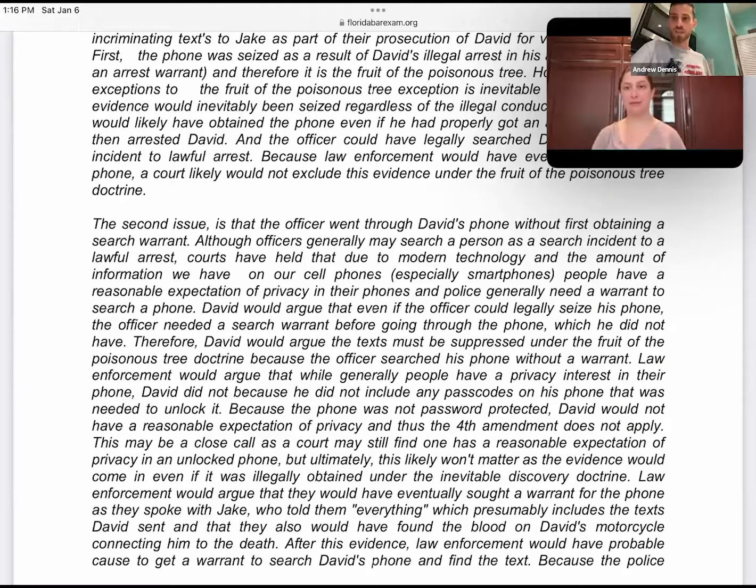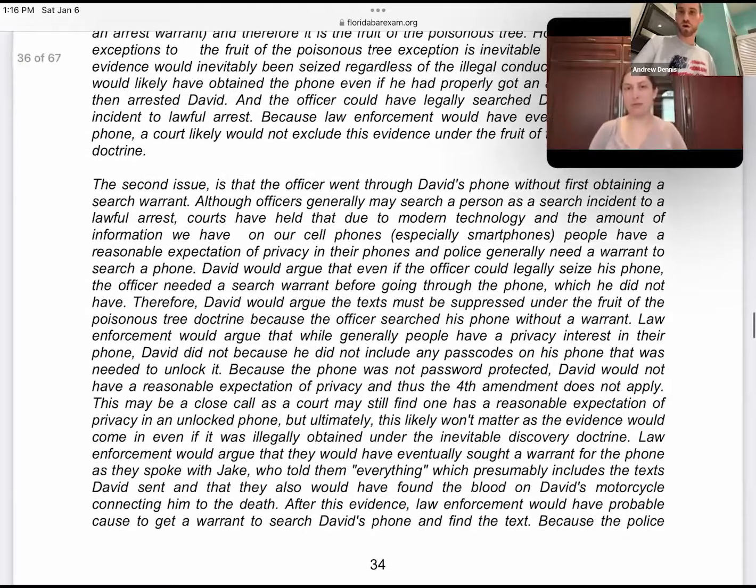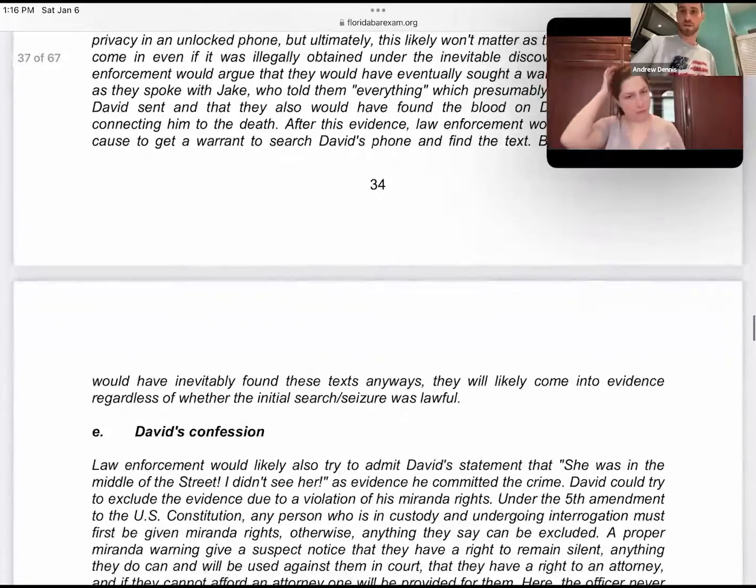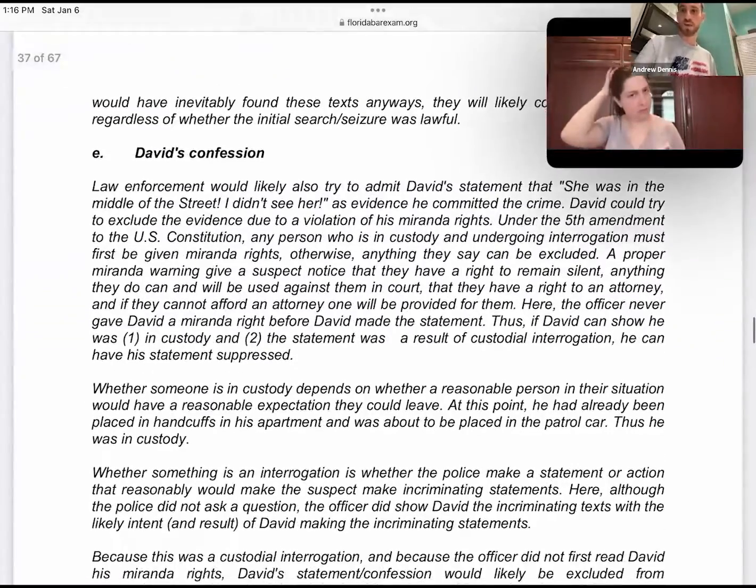We find that he has a reasonable expectation of privacy in the unlocked phone, but it won't matter as it would ultimately come in under the inevitable discovery doctrine. Law enforcement argue that they would have eventually sought a warrant for the phone and that everything that they found is going to be admissible. And then we have the confession.